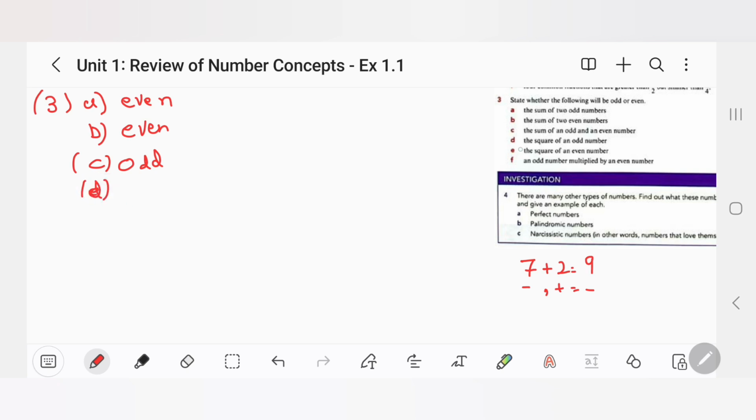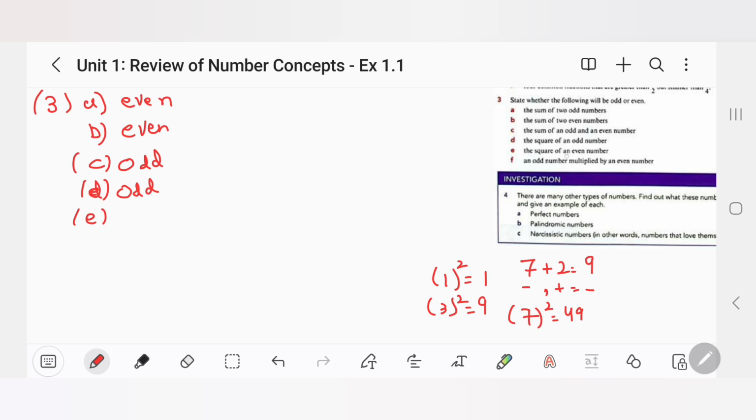Okay, in D part they are saying the square of an odd number. So whenever we take an odd number, let's see what is the square. 1 square is 1, 3 square is 9, 7 square is 49. So I have observed a pattern that the square of an odd number is also odd.